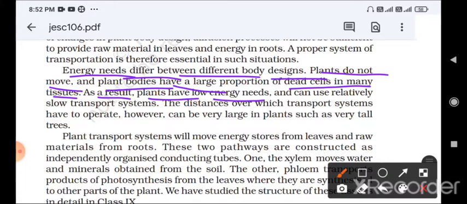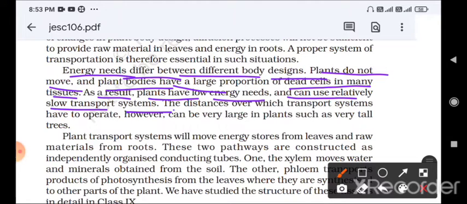Again, the plant body requires very little energy because almost all the cells are dead cells, so they require very little energy and can use a relatively slow transport system. They use the slow transporting system because the cells are almost all dead. There is no hurry, no emergency requirement of energy; they require energy, but there is no rapid requirement. They provide the energy with slow transportation because the cells are dead cells.